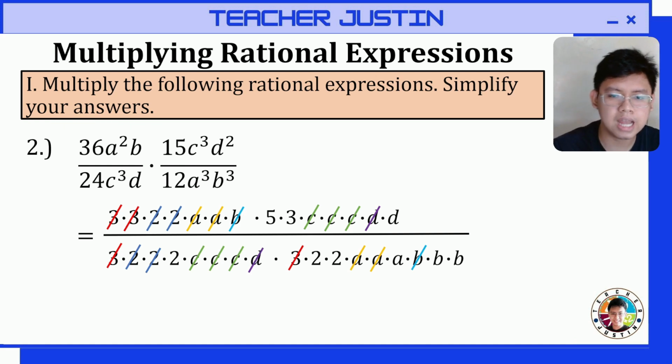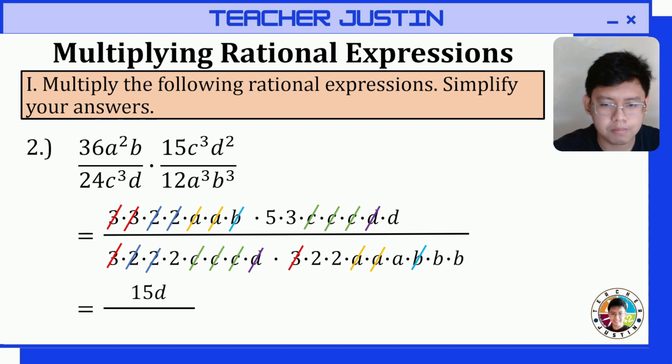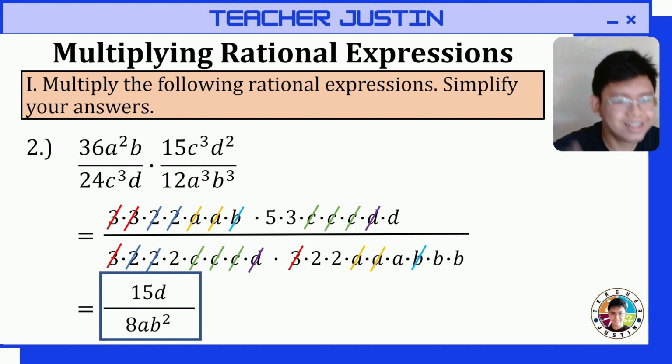Tapos, pag na-cancel na natin lahat ng common factor natin, our next step is to multiply the remaining factor sa numerator at sa denominator. So, sa numerator, we have 5 times 3 times D. So, that will give us 15D. Sa denominator naman, ang natira is 2 times 2 times 2 times A times B times B. So, that will give us 8AB squared. So, our final answer will be 15D all over 8AB squared. And that's it. Tada! Alright.